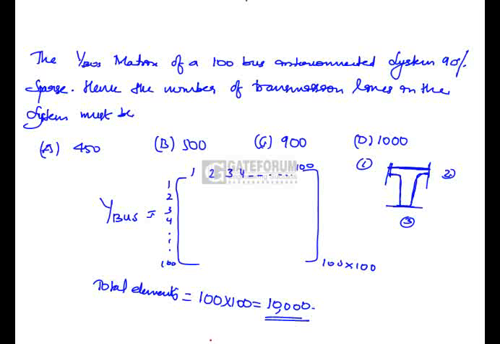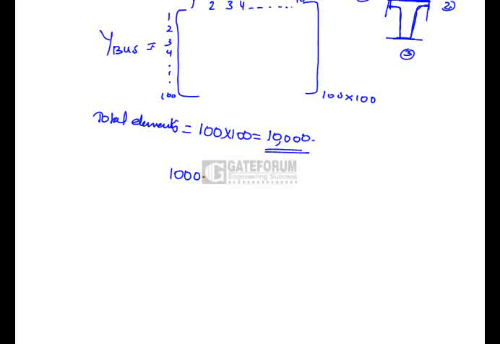What do you mean by sparse? The entry is 0. Most of the elements in this 100 by 100 matrix are zeros. Only 10% has non-zero elements. So 10,000 into 10 by 100 is equal to 1000. Out of these 10,000 elements, these 1000 are the non-sparse elements, that means the non-zero entry elements we are having.